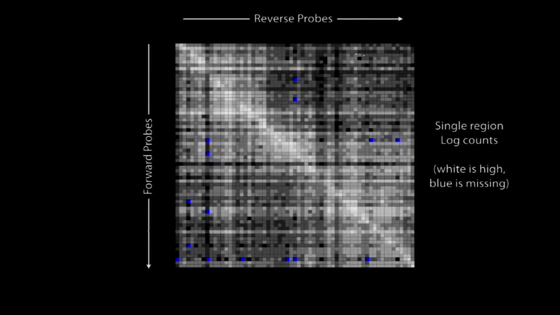But this is showing, in the case of 5C, our forward probes and our reverse probes. And we have a single region showing log counts. And if we zoom out a little, we see something like this. And so it's fairly obvious that there's a lot of bias in these experiments. The striping is telling you that there's an enormous influence of which primer you are on, on what you're observing, rather than the actual pair of interactions. So that's why you see all of these stripes.